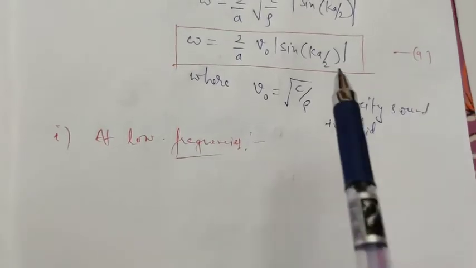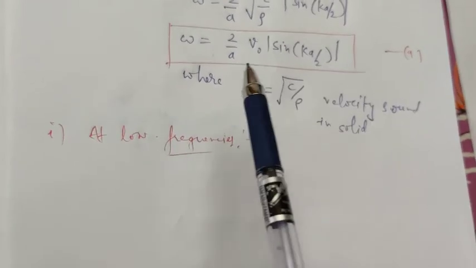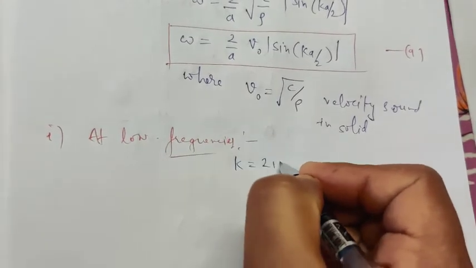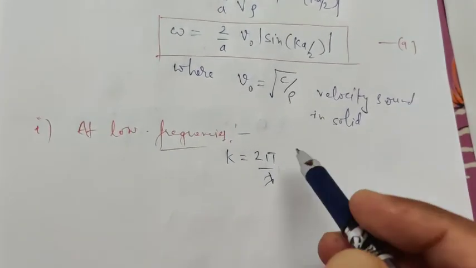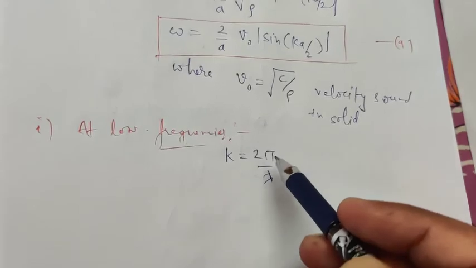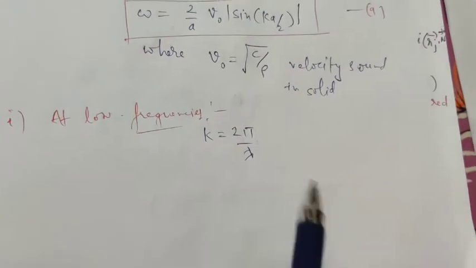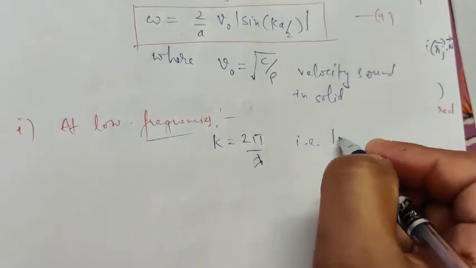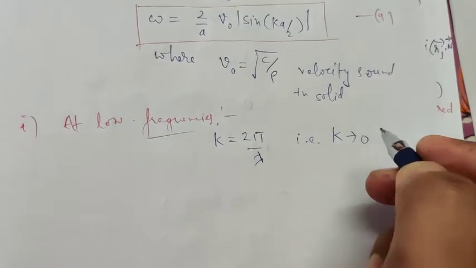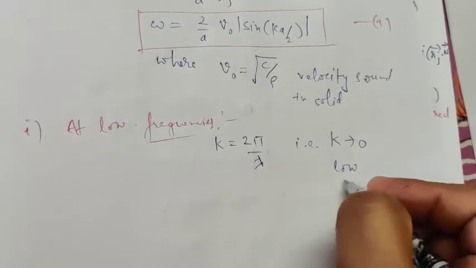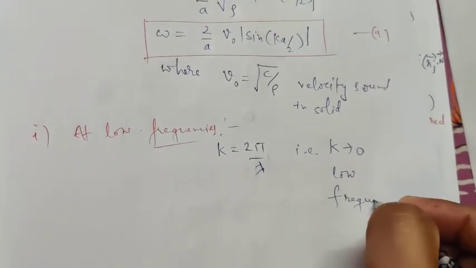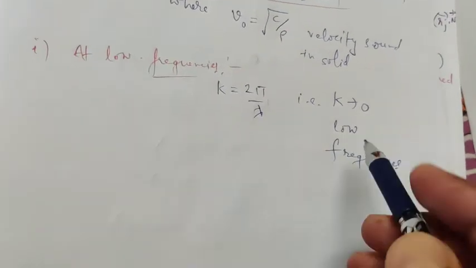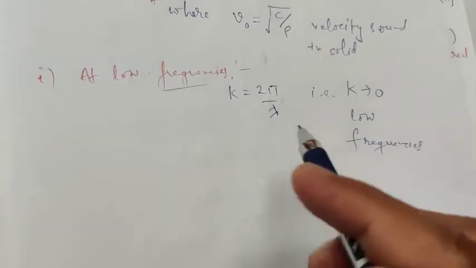Now depending upon equation number 9, there are various cases. For low frequencies, k is equal to 2 pi upon lambda. If the wavelength lambda is larger, then the frequency will be smaller. So at low frequency, k approaches 0, that is the long wavelength limit or low frequency limit. So k approaches 0.